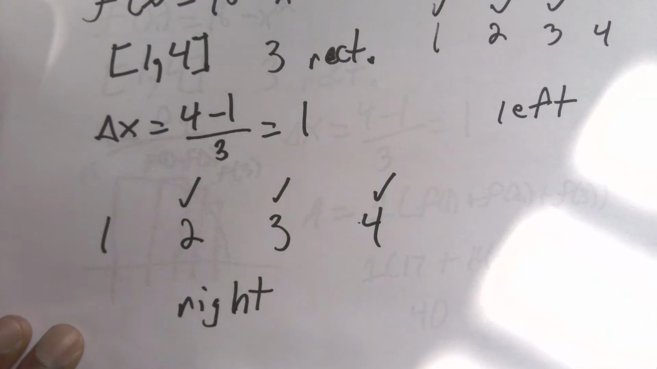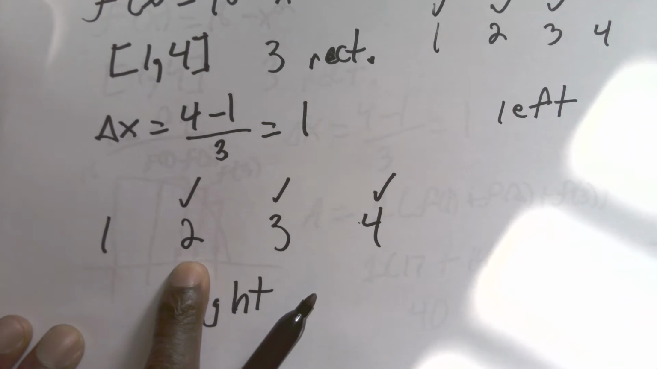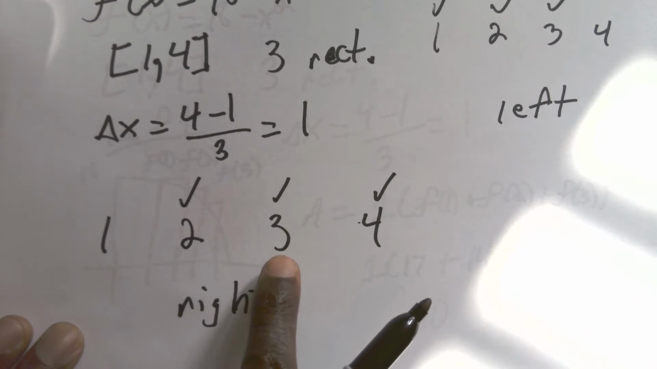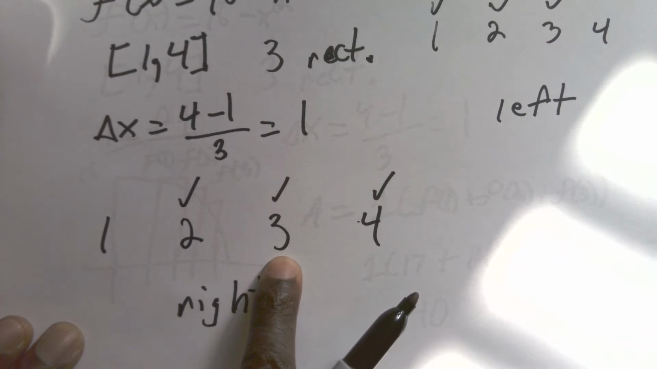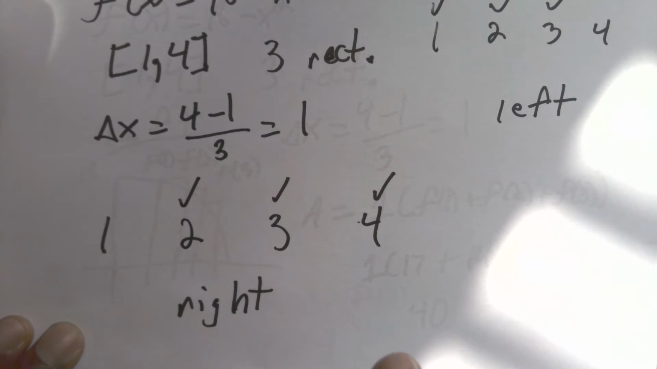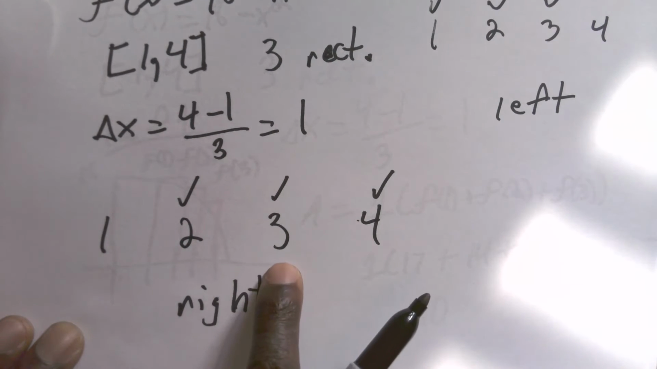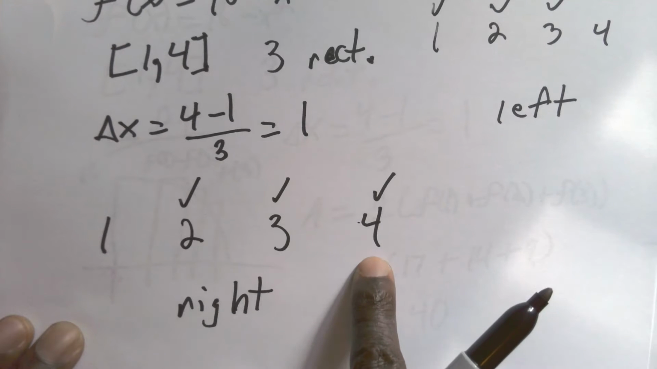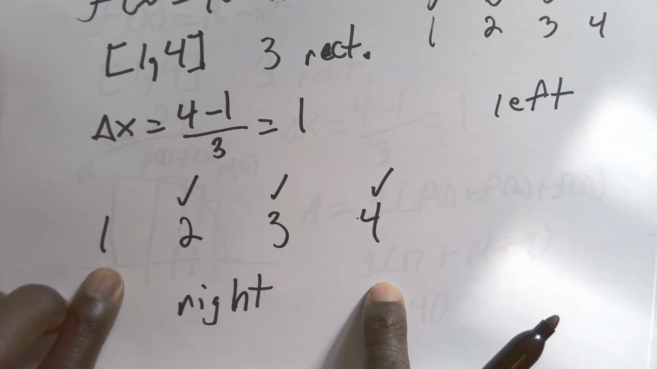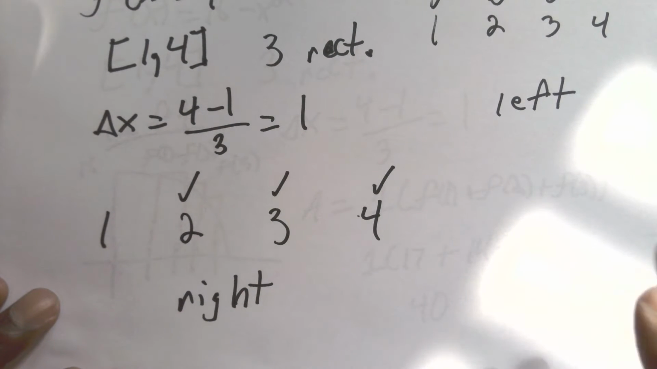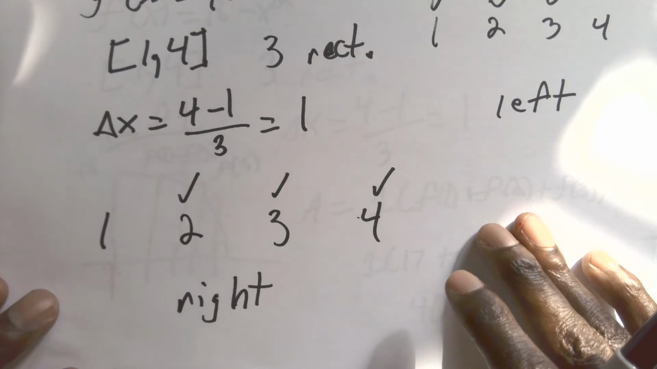I start with a, and the first value is actually a plus delta x. That gives me the first value I evaluate the function at to get the height. And then I add another delta x. So the second one is kind of like a plus 2 delta x. Remember, in this case, delta x is 1. So a plus 2 delta x, that's 1 plus 2, and it gives me the second guy. And the third guy will be a plus 3 delta x, right? So we're going to write this in more of a shorthand way.